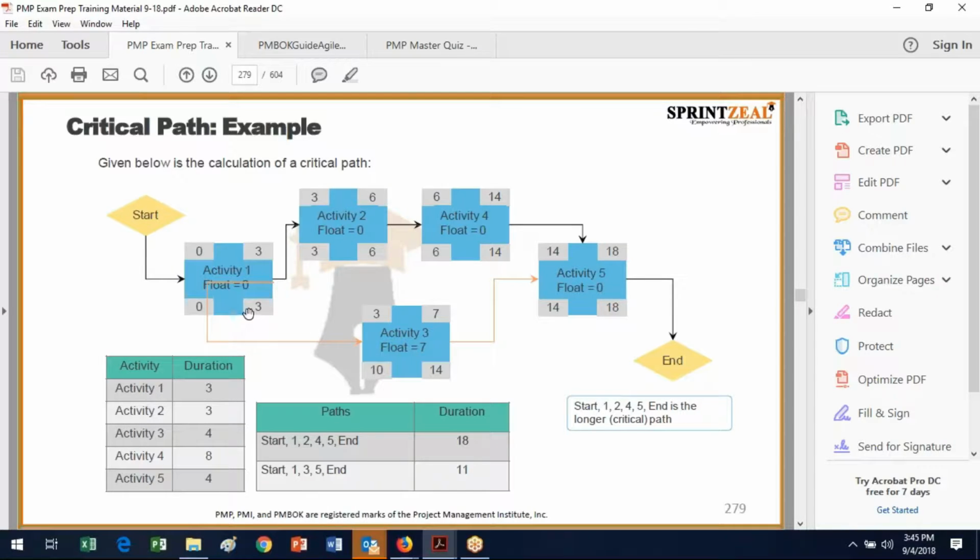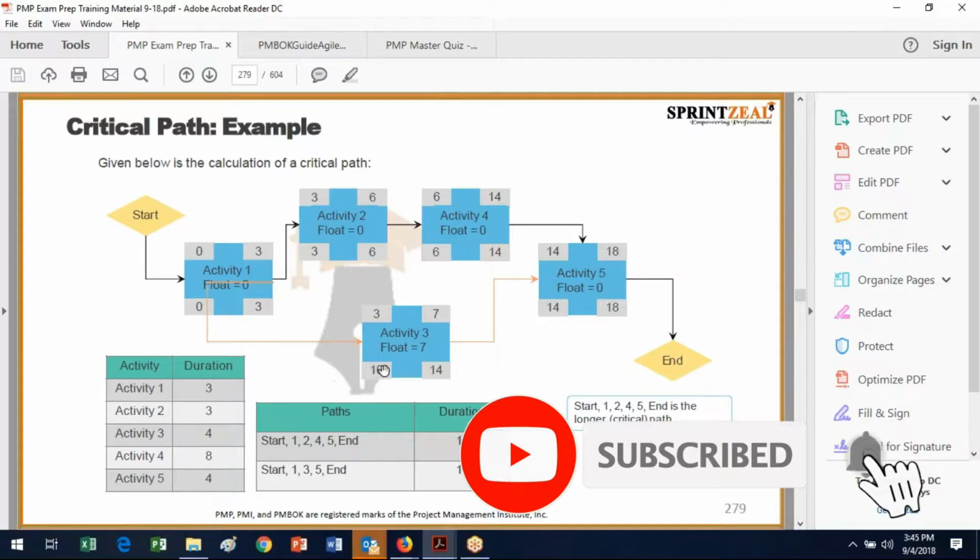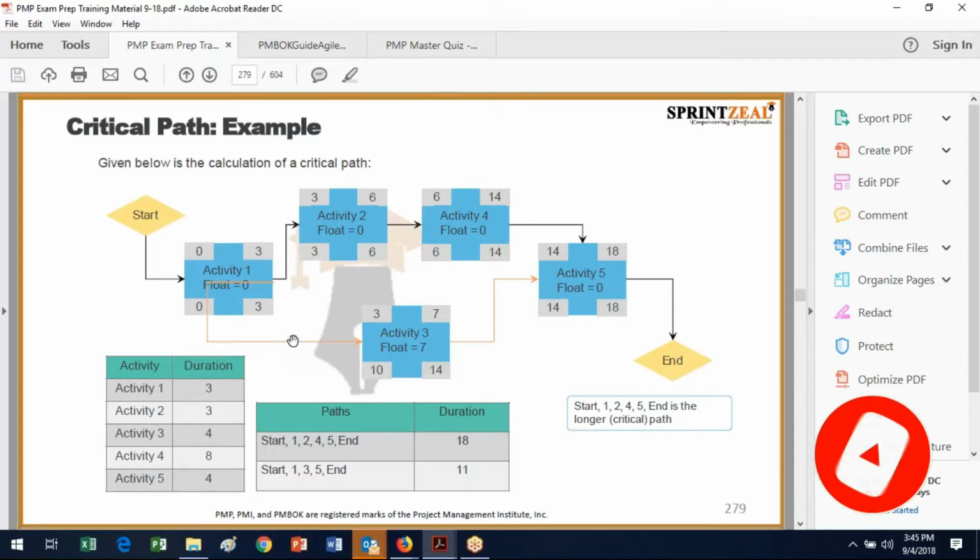So activity 3 just has a float of 7, because 14 minus 7 is 7, and 10 minus 3 is 7. So activity 3 could start as early as day 3 or as late as day 10 and not push the end date.